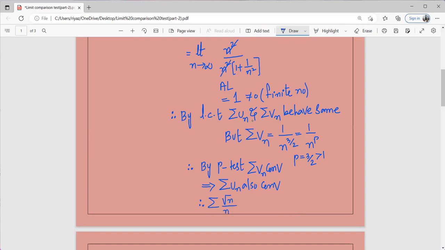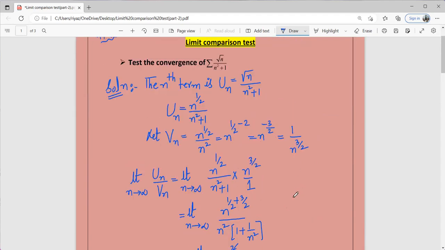This is our question, right? Root n by n square plus 1 is convergent. Yes sir, this is convergent. That's it, which is the end of this problem. Okay, just wait 1 minute. If you want to ask any doubt related to this problem, you can ask me. Otherwise, we can move on to another question.